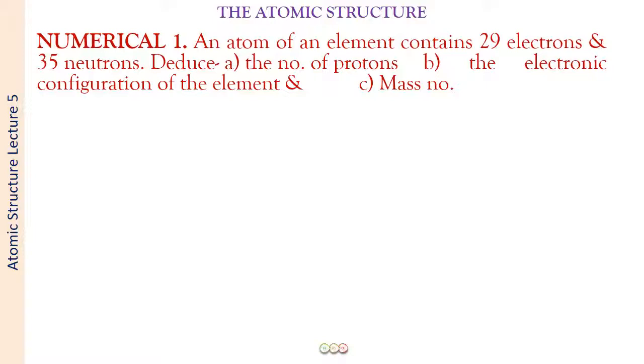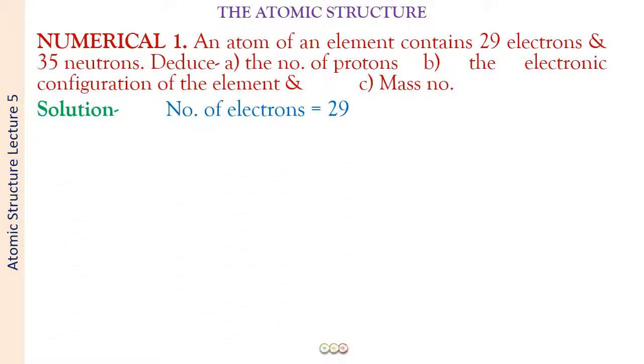So now let us do a few numericals based on these terms. I hope all this is very clear to you. These definitions are all very important. So the first numerical we have is that an atom of an element contains 29 electrons and 35 neutrons. You have to deduce the number of protons, the electronic configuration of the element, and the mass number.